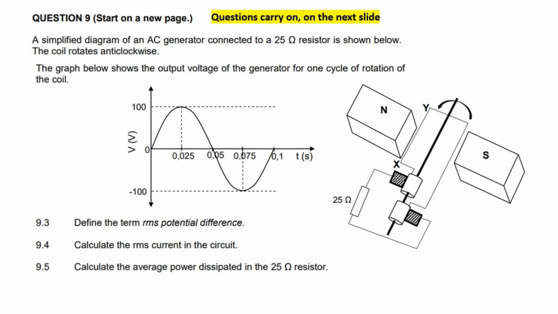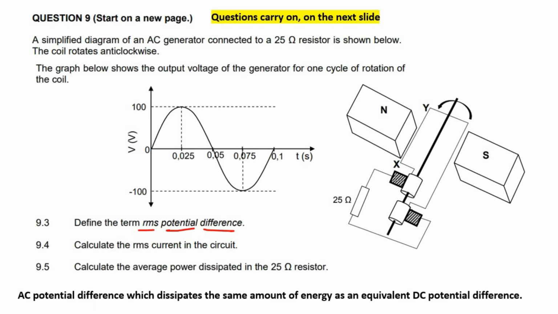Alright, so the next part says, define the term RMS potential difference. Okay, so it's root mean square potential difference. And so there I've added it at the bottom. It is the AC potential difference which will dissipate the same amount of energy as the equivalent DC potential difference. I wouldn't worry too much about that one. That one's a bit of a weird definition. Okay, so 9.4. I see that I didn't have the marker location, so I've added them in now. So there they are. Okay, so they want us to calculate the RMS current in the circuit.